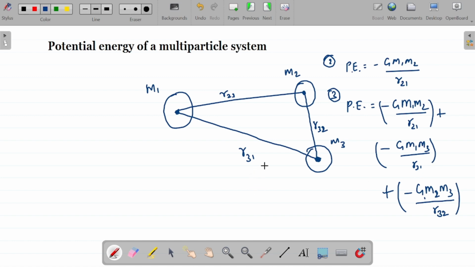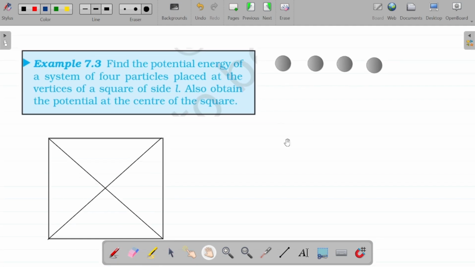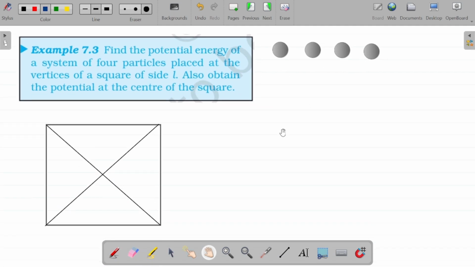In this way, let me take an example, then it will be more clear. Let me check the example given here. Yes, here we have an example. It says: find the potential energy of a system of four particles placed at the vertices of a square of side L. So let's say this side is L, this is also L, and this is also L. Let me label the vertices: this is A, this is B, this is C, and this is D.